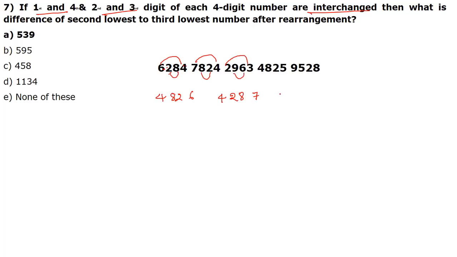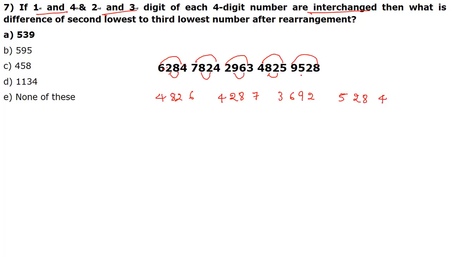So 2 goes that side, 3 comes this side. So 3 2 in the same manner. 9 6 becomes 6 9 here. Okay, the next one is 4 5 gets interchanged. That becomes 5 4, and 8 2 becomes 2 8.